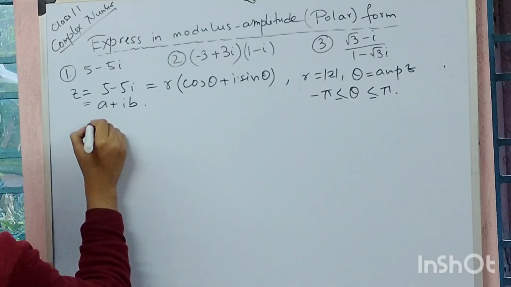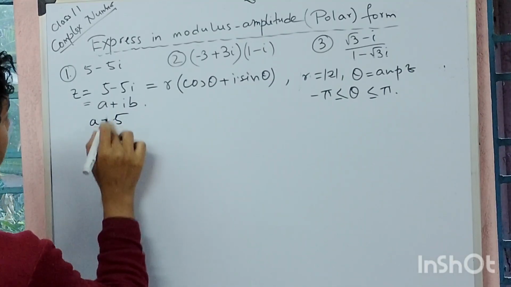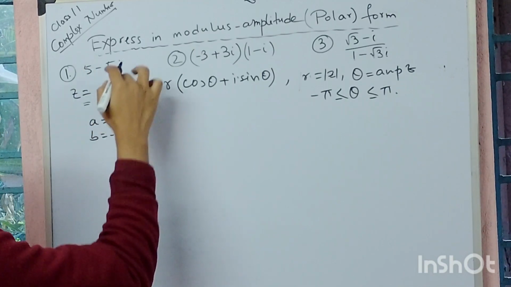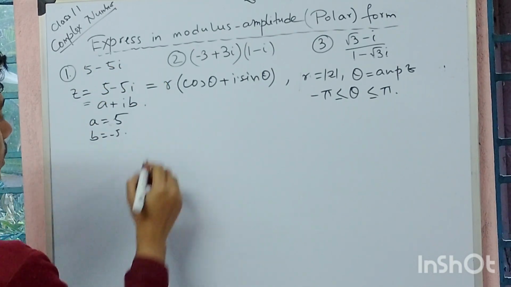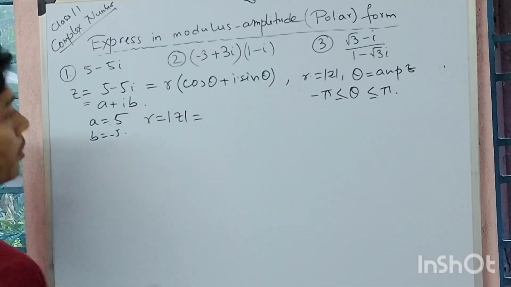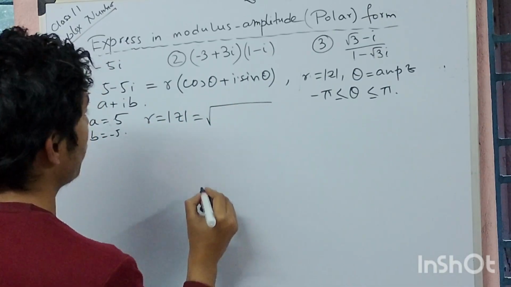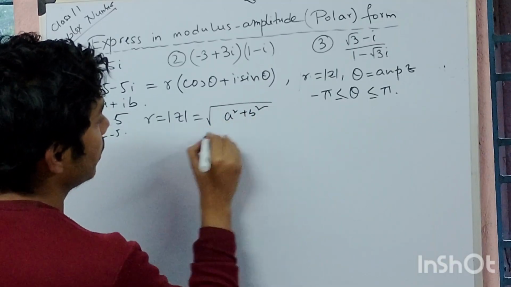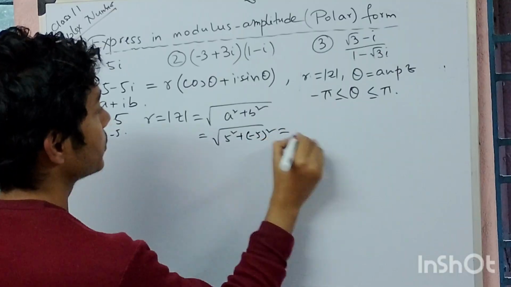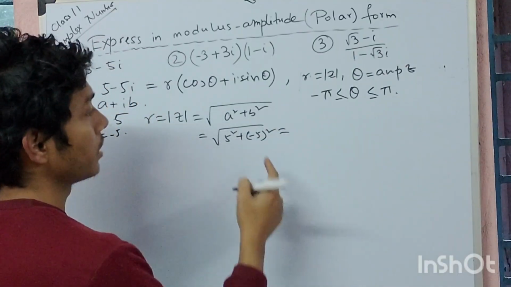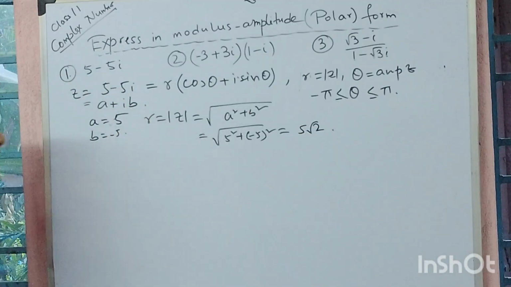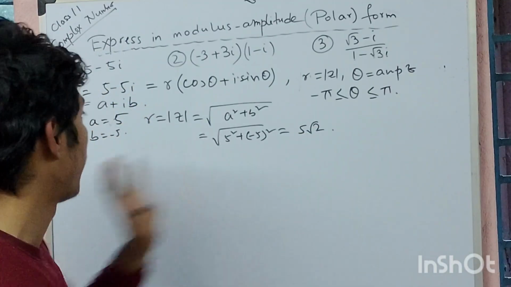Then what is my a? My a is 5 and my b is minus 5. Compare real part with real part and imaginary part with imaginary part. Then what is my r? R is the mod z. What is the formula? Root over a square plus b square. So 5 square plus minus 5 square, it will be 25 plus 25, it means 50. 50 means 5 root 2. So my modulus is 5 root 2.